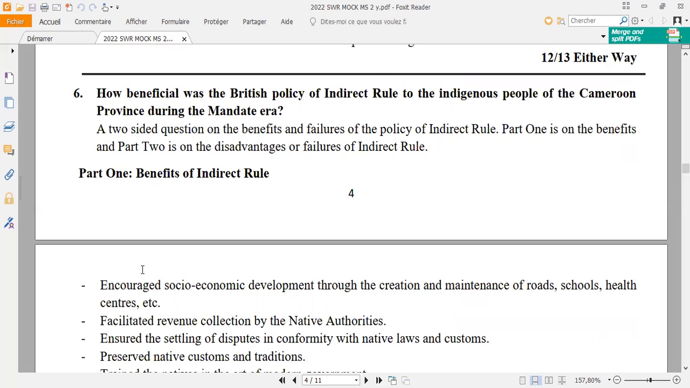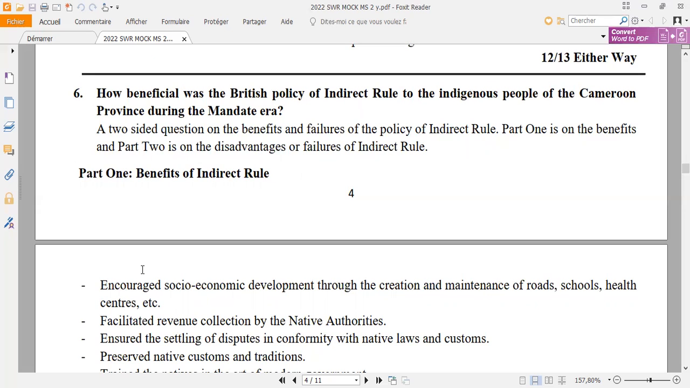Good. Take note again. You have the words how far, how beneficial, how successful. Once you see this type of question with these words, note that those questions are two-sided questions. Now, this question, question 6, how beneficial was the British policy of indirect rule to the indigenous people of the Cameroon province during the Mandate era?